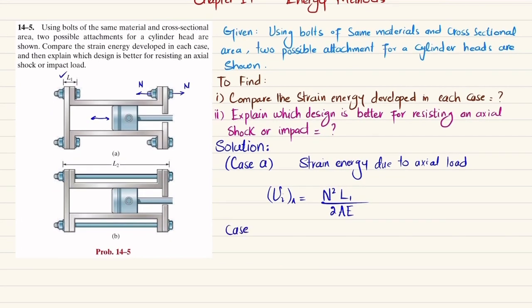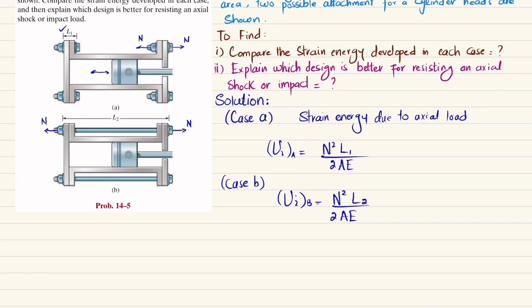Now for case B, you can write the same equation. U_i for case B will be equal to, here you can see this bolt will experience normal or axial load N, the bolt will be in tension, so it will be N squared, and the length over here is L2, divided by 2AE. So this is the strain energy for case B. These are the answers of our first part.